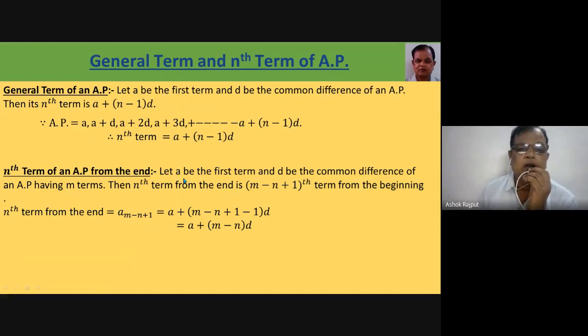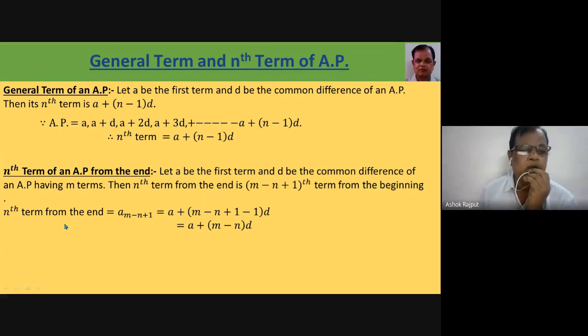Let a be the first term and d be the common difference of an AP having m terms. If in an AP there are m terms, then the nth term from the end is the (m minus n plus 1)th term from the beginning. If we find the (m minus n plus 1)th term from the beginning, it will be the nth term from the end.